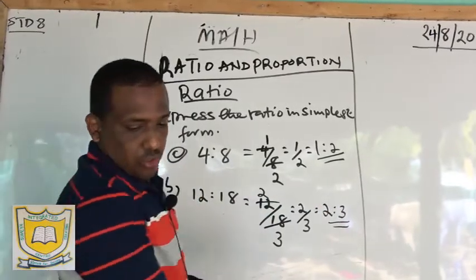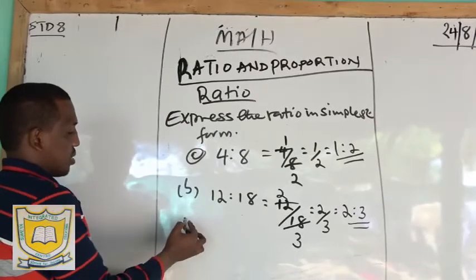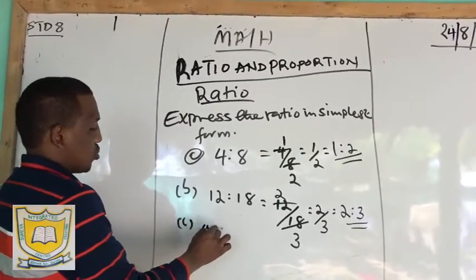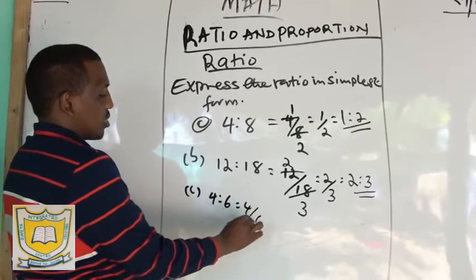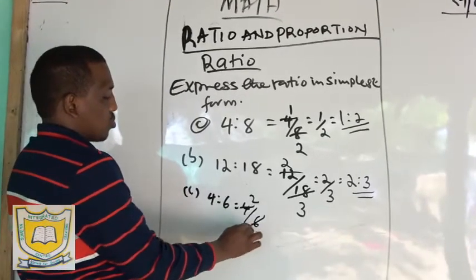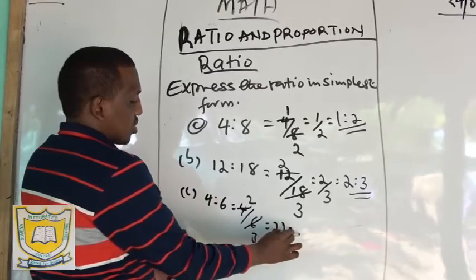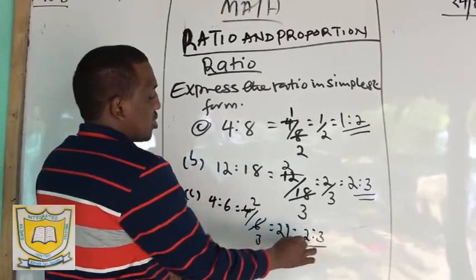It's very easy. 4 to 6. See, 4 to ratio 6. It will become 4 out of 6. By 2, 2. By 2, 3. Which is equal to 2 over 3. Which is equal to 2 to ratio 3. That's how we solve.